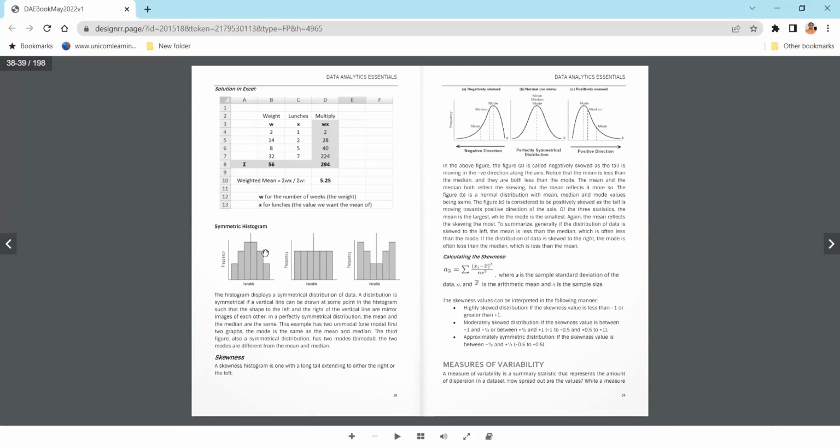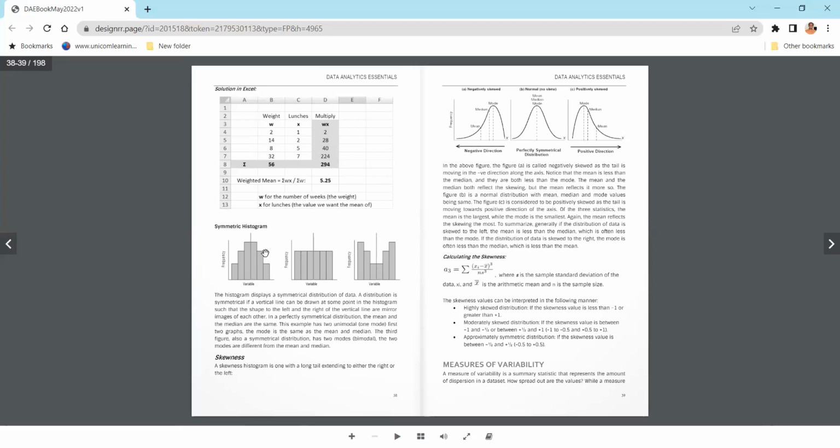So you have fewer values on either end and more values at the center, right? We did 50, 55 twice, 60 thrice, right? So you have more values at the center. As you go along, the value decreases. So this is also your symmetric histogram.